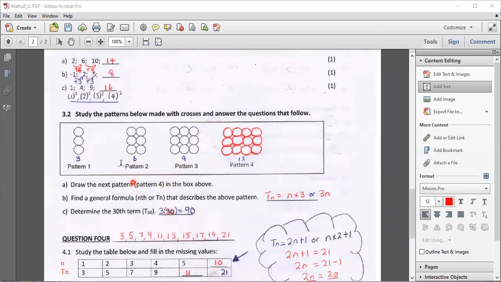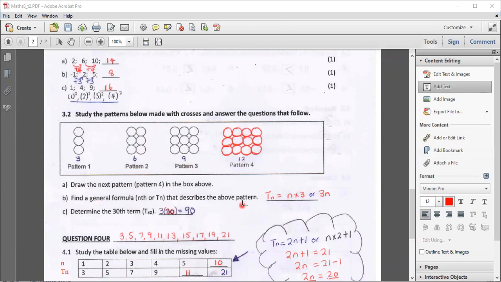Now you can also get patterns, geometric patterns. You have shapes that we're working with. First question is draw the next pattern. Now if you look at the pattern, there's 3 circles here. Now we have 6. We had another column of 3 circles. Then we have another column of 3 circles. So we have 3, 6, 9. So this will give you another column of 3 circles, which is now 12. So we have 3, 6, 9, 12.